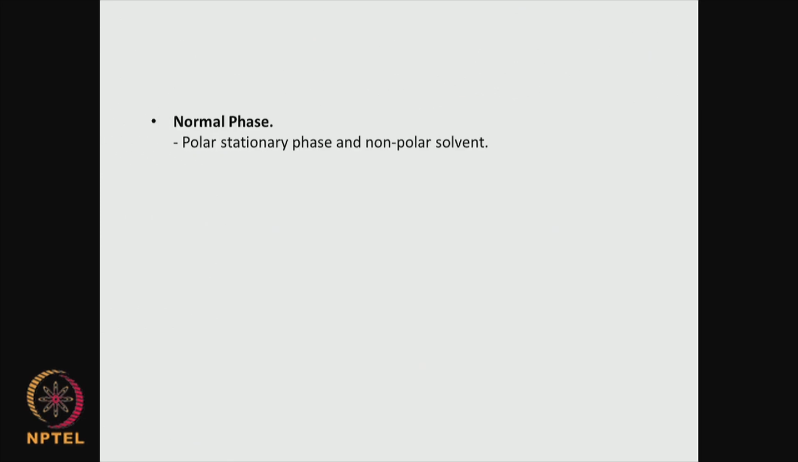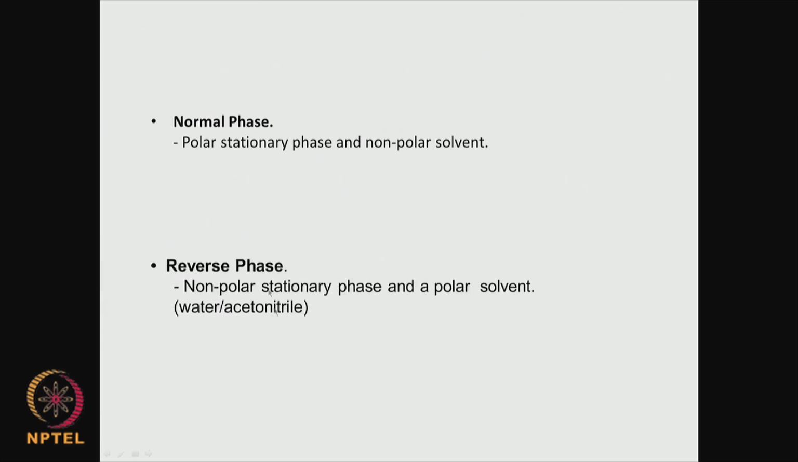So in HPLC or LC we have the normal phase, that means the normal phase is a polar stationary phase, and the solvent could be a non-polar solvent, whereas when you have a reverse phase, the stationary phase could be non-polar, or a hydrophobic material, whereas the polar solvent could be water, acetonitrile, combinations of these. So we can have a reverse phase liquid chromatograph, or we can have a normal phase liquid chromatograph.